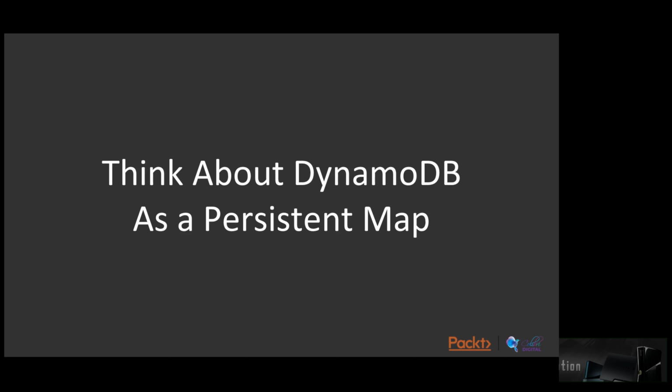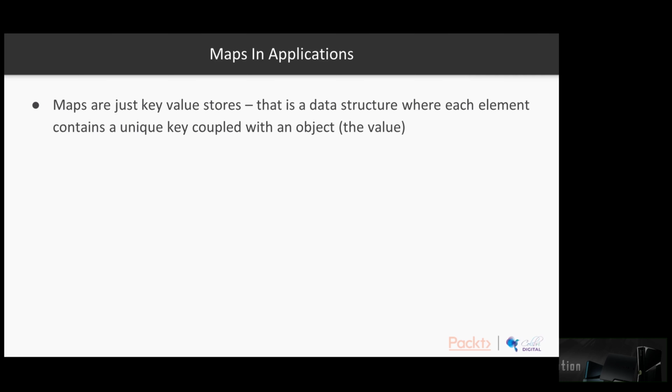When you're programming things for DynamoDB, when you're designing use cases for DynamoDB, imagine that it's a map or a dictionary, and the only thing it's doing for you is storing it persistently. So while a map or a dictionary is held in memory, this is obviously stored persistently and durably across 3 availability zones, 6 copies, blah, blah, blah, but it's a map. Please think about it as a persistent map. Now, as we know, maps are just key value stores. That is a data structure where each element contains a unique key coupled with an object, the value.